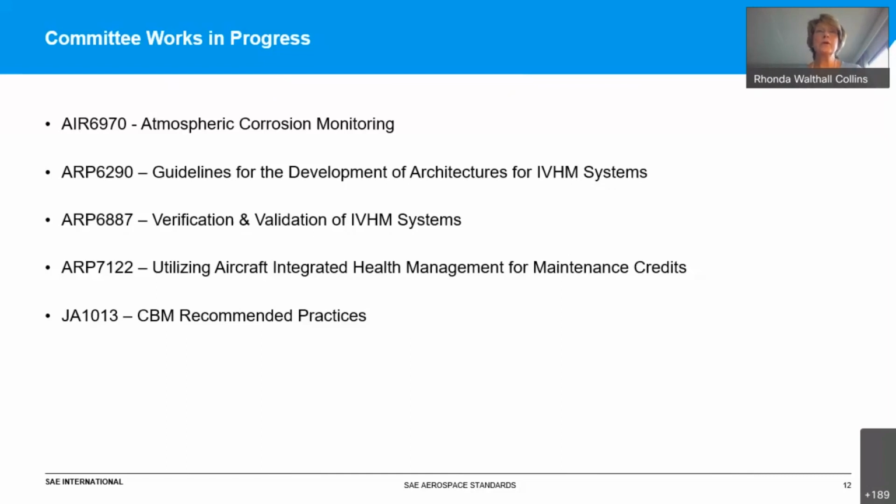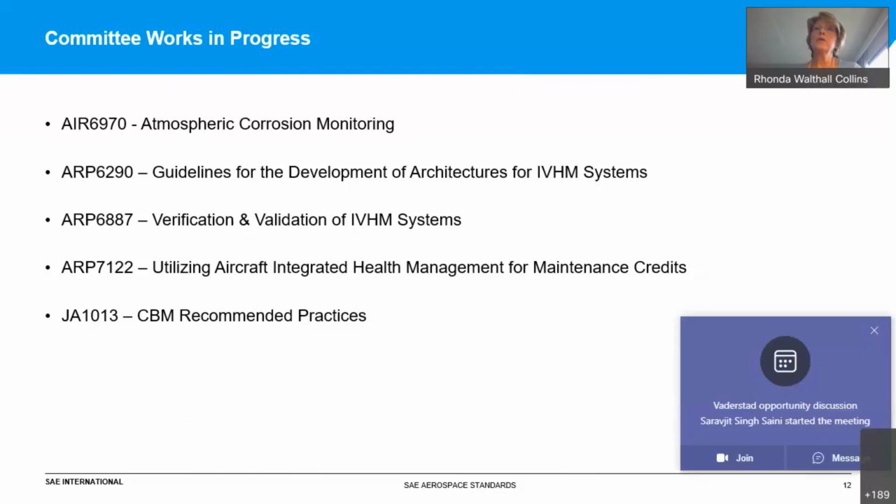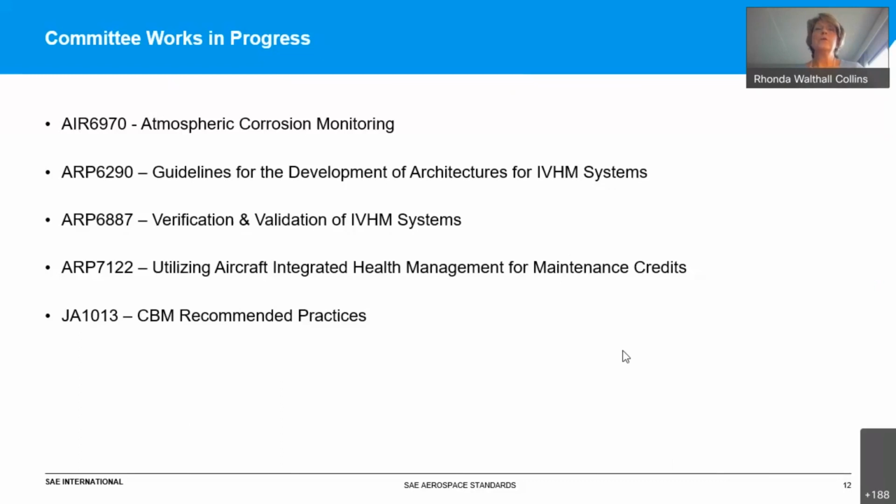Another document that's very, very important is the 7122 document. And this is using integrated vehicle health management for maintenance credits. And this document is going to align with the regulatory changes that I mentioned that were coming in 2022 that will allow airlines to use health management data to alter their scheduled maintenance programs. We were asked to write this document by the FAA. So we are working on this document and hope to have it published in 2022 to coincide with the regulatory changes that are coming out at the same time.